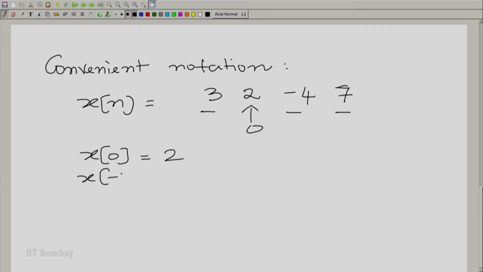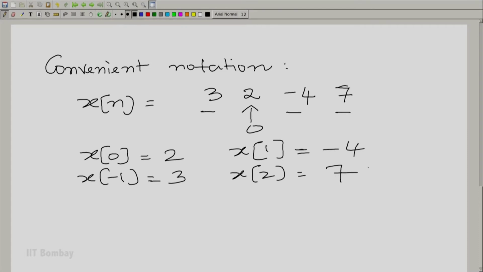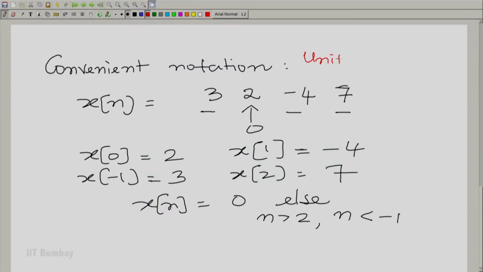That means x of minus 1 is equal to 3, x of 1 is equal to minus 4, and x of 2 is equal to 7, and x of n is 0 else, meaning n greater than 2 or n less than minus 1. This is a convenient shorthand notation for finite length sequences, and we shall use it very frequently. One can adapt the notation if the sequence is located somewhere else, but this notation will be used repeatedly in our discussions. So, for example, let me write down in this notation what a unit impulse will look like. Therefore, the unit impulse delta n should look like this, simple.